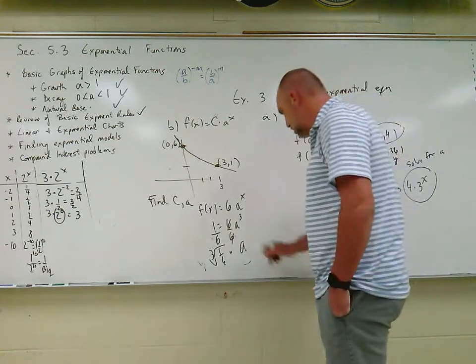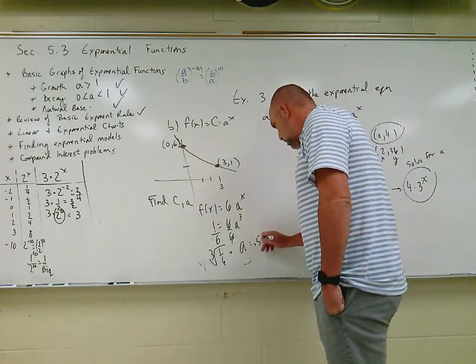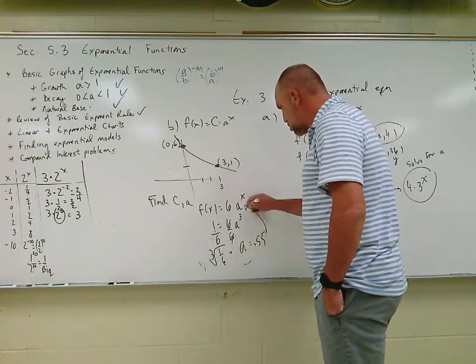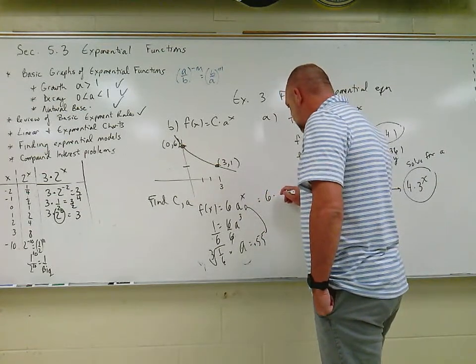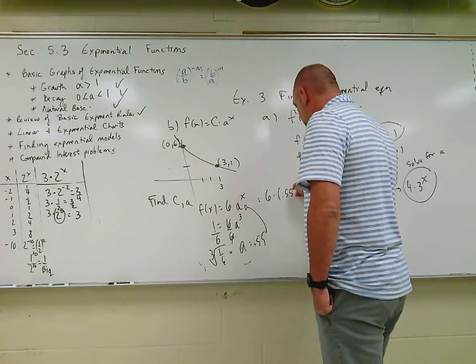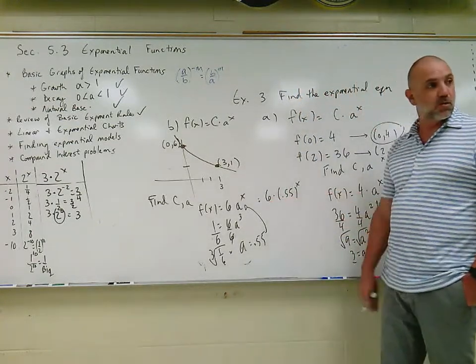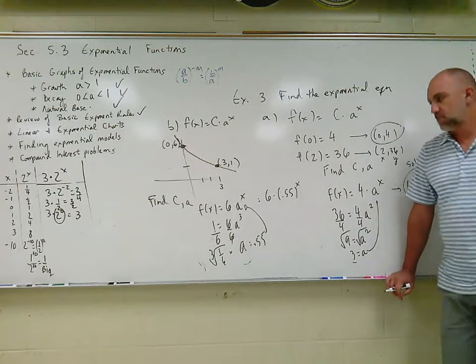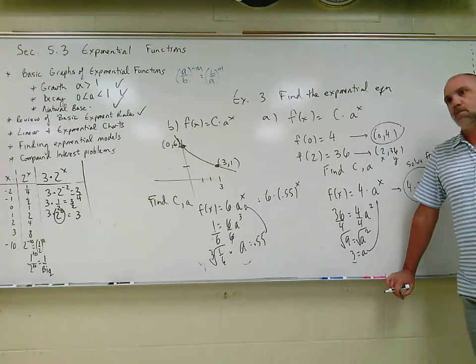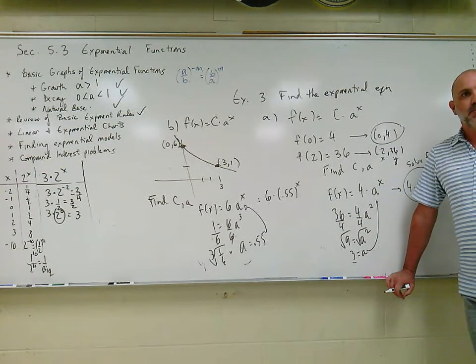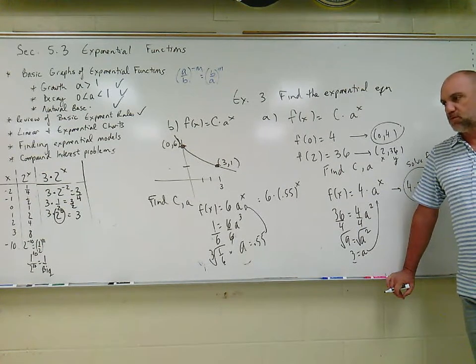0.55, that sounds good enough. A is 0.55. So now once you have your A, you shove it back in. 6 times 0.55 to the x. So it's almost a half. There's your exponential equation. But they have to give you a y-intercept to do it this way, and they will. They should give you a y-intercept.